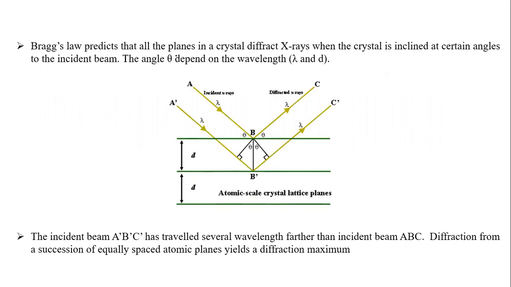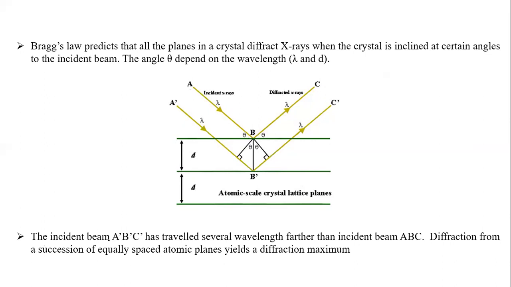Bragg predicted that all planes of a certain crystal diffract at angles inclined to the incident beam. The angle is theta, which depends upon the wavelength. Whatever angle the incident rays make, that angle should be equal for the diffracted rays. This is Bragg's law. However much intensity is released, the angle between the incident and diffracted rays should be equal. This is what Bragg's law says.